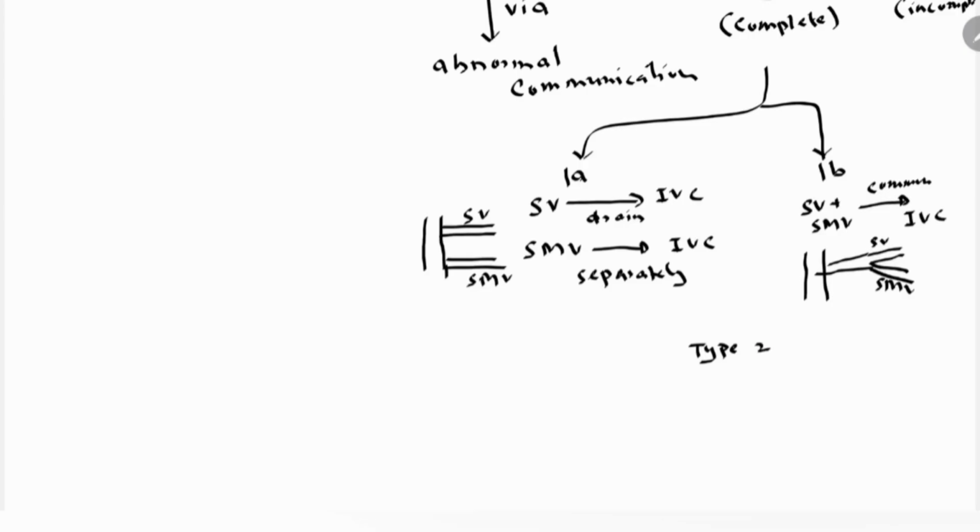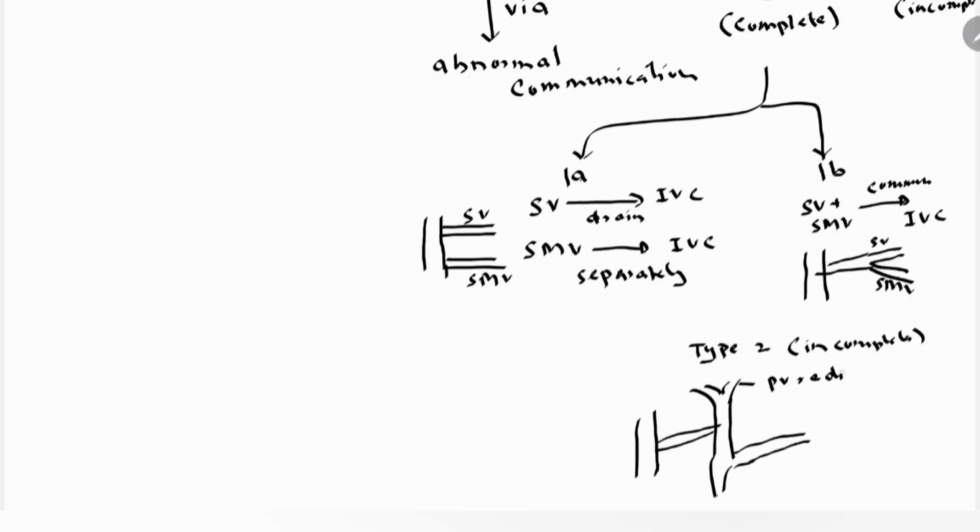Now coming to type 2. Type 2 is incomplete Abernethy malformation. That means you can find portal vein, you can find portal venous radicals, and in addition to these, you will find an abnormal communication between portal vein and inferior vena cava.